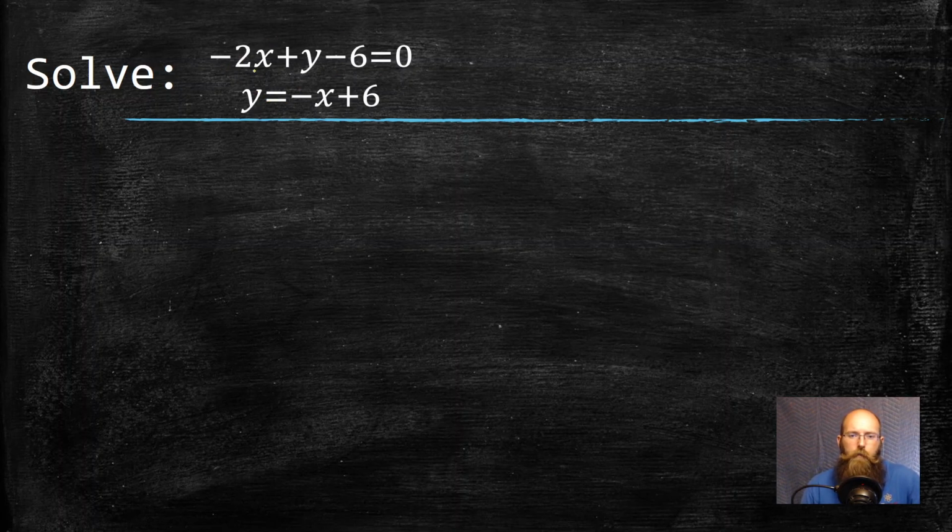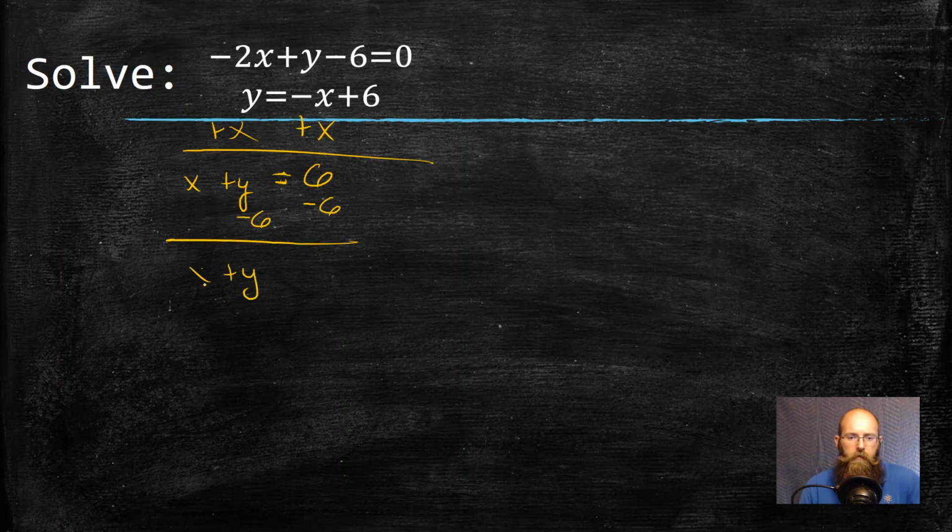So you see how the top one, everything's off to the left and it equals 0? We'll do the same thing on the bottom equation. So I'm going to add x. So now it's x plus y equals 6. But remember on the top one, there's nothing on the right. It's just 0, so I have to subtract 6 as well. So now I have x plus y minus 6 equals 0.